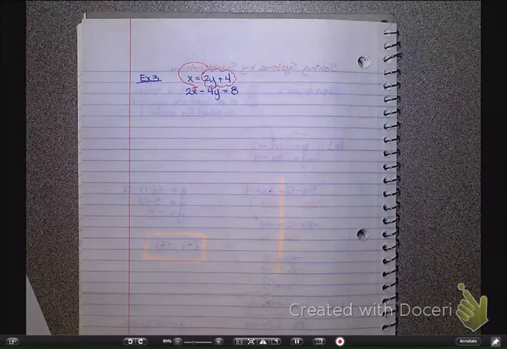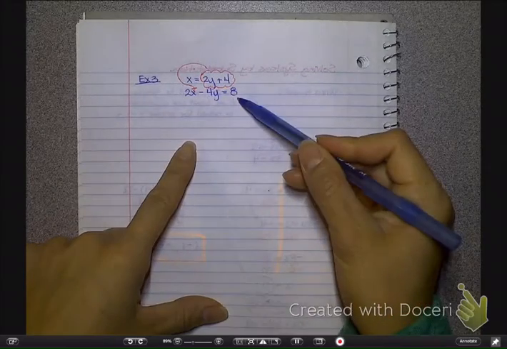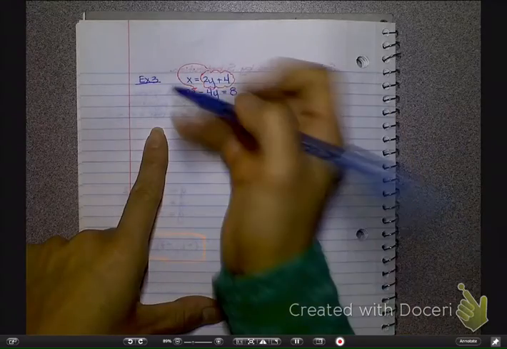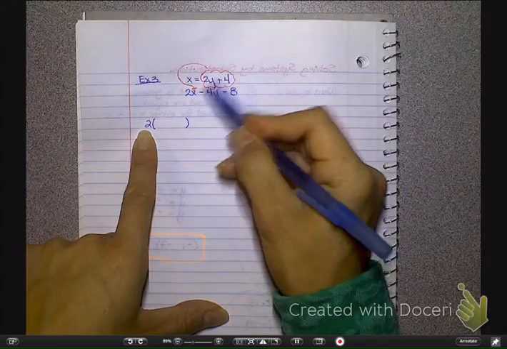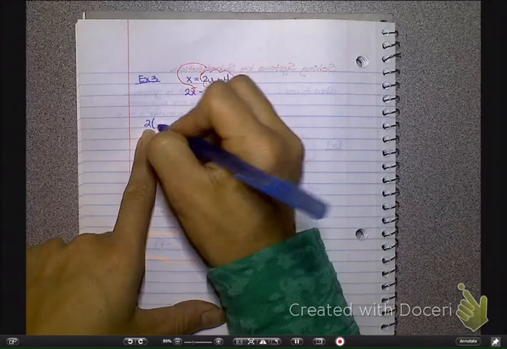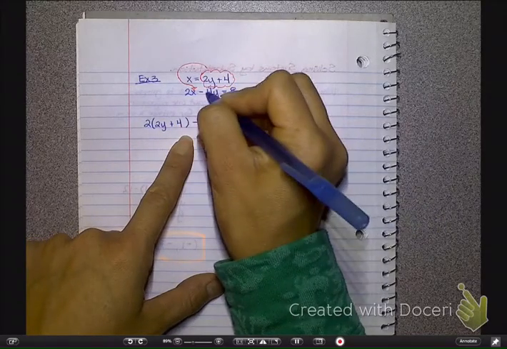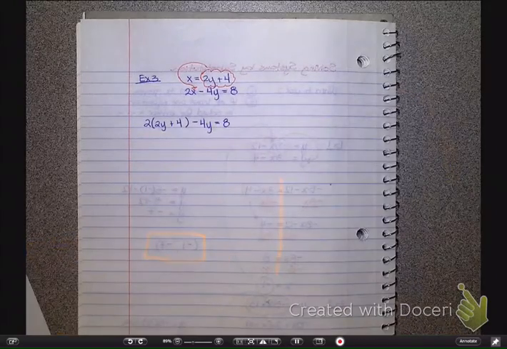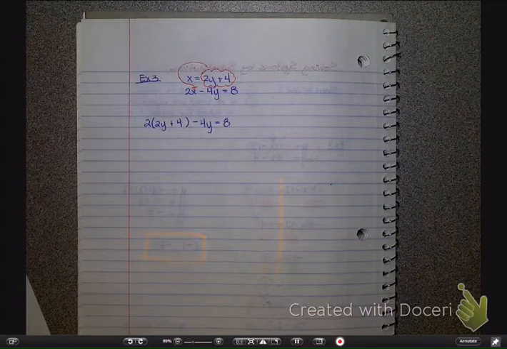Does that make sense? Okay, so I'm going to rewrite this second equation using this whole thing in the spot for x. So I'm going to rewrite 2 times, this whole thing is going in the spot for x: 2y plus 4, minus 4y equals 8. Is everyone following how I got there? Yes or no? Yeah? Okay.